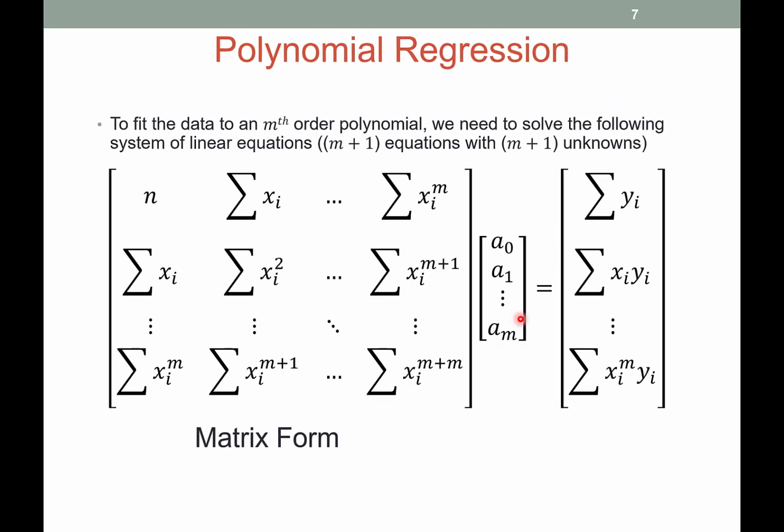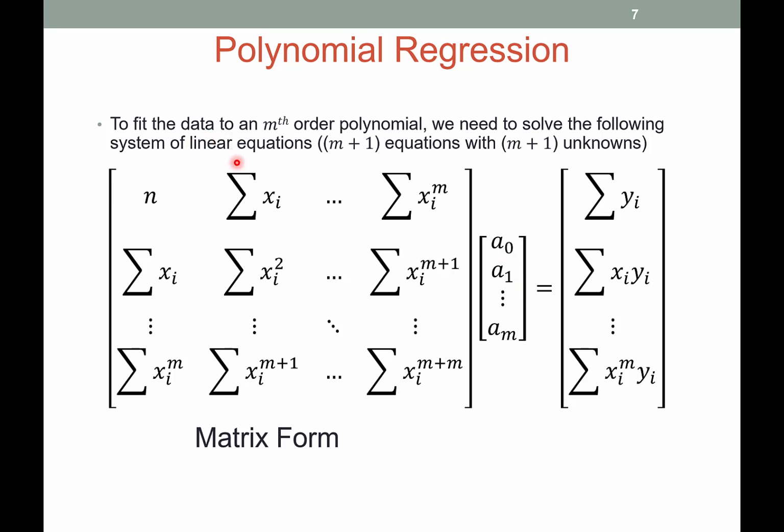Here we see the matrix form of this problem, m+1 equations with m+1 unknowns. The reason we have m+1 is because we start with a0 as we see here, and m is the final variable that we need to find. So we add +1 because this is a0 and we're counting from 0 and not from 1.